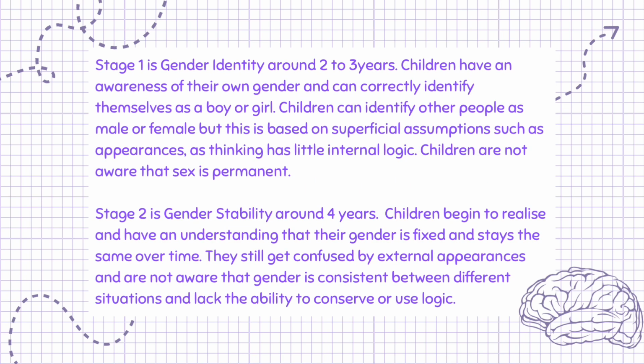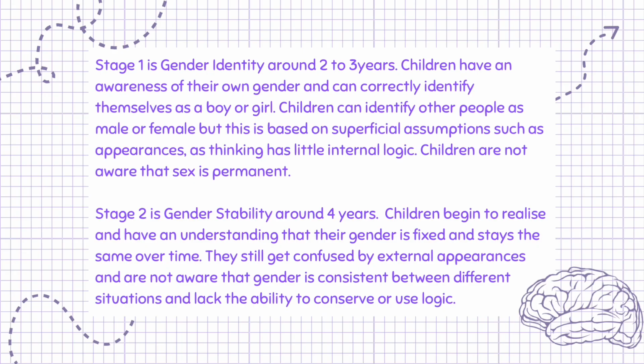Stage 1 is gender identity, around 2 to 3 years. Children have an awareness of their own gender and can correctly identify themselves as a boy or girl. Children can identify other people as male or female, but this is based on superficial assumptions such as appearances, as thinking has little internal logic. Children are not aware that sex is permanent.